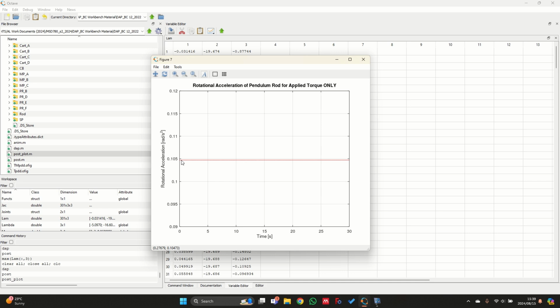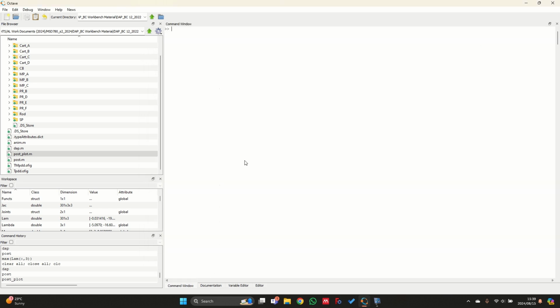Over here I can see the value is about 0.104 or 0.105. If I want to double check that, I can say 2 times pi over 60, and I indeed get about 0.105 radians per second squared. So this gives us confidence that the relative rotation driver actually applies a braking torque to prevent the rotational acceleration from changing from the prescribed 2 pi over 60 radians per second square.